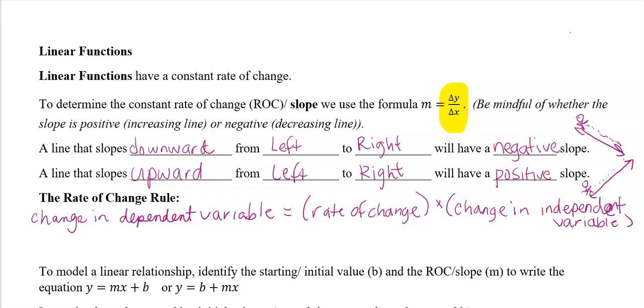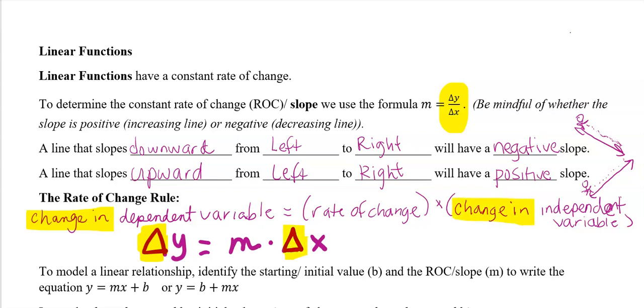Okay, so in symbols, what this is going to look like is delta y, change in y, equals rate of change, which is the slope, which we use the letter m, times change in the independent variable, which would be delta x. Now again, what we need to remember about delta, change in, is this is an amount that we are increasing by or decreasing by. It's not a final amount.